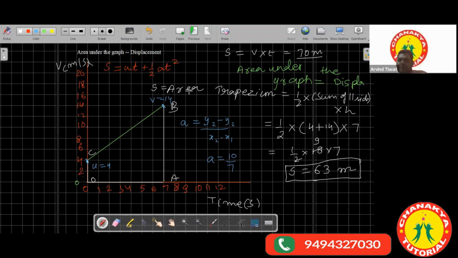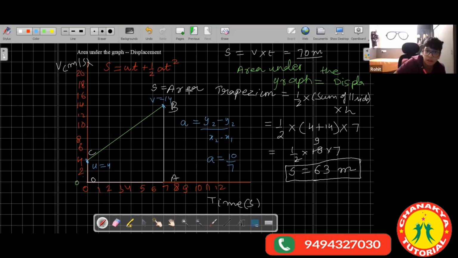Anyone else? This graph is very important: in the velocity time graph, the slope of the graph gives you the acceleration. Sir, I got 63. I verified it.